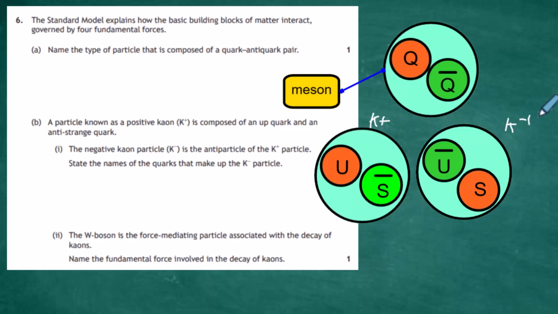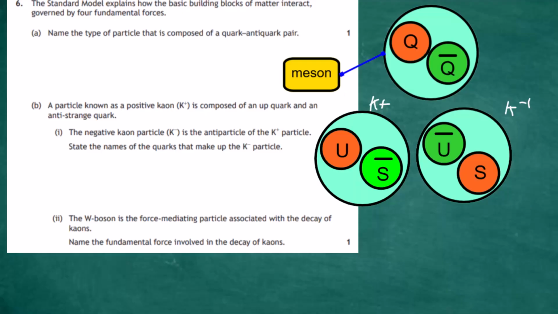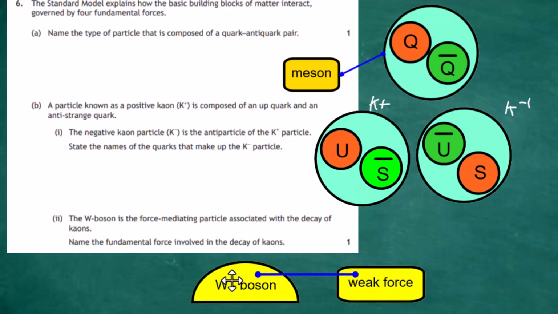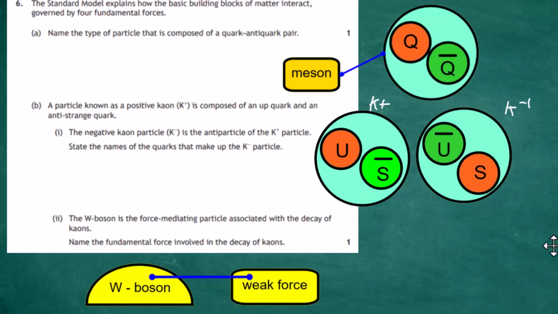And finally, for 1 mark, it says the W boson is the force mediating particle associated with the decay of kaons. Name the fundamental force involved in the decay of kaons. Well, the W boson is the mediating particle for the weak force, or sometimes it's called the weak nuclear force. That's your 3 marks for the first part of question 6.